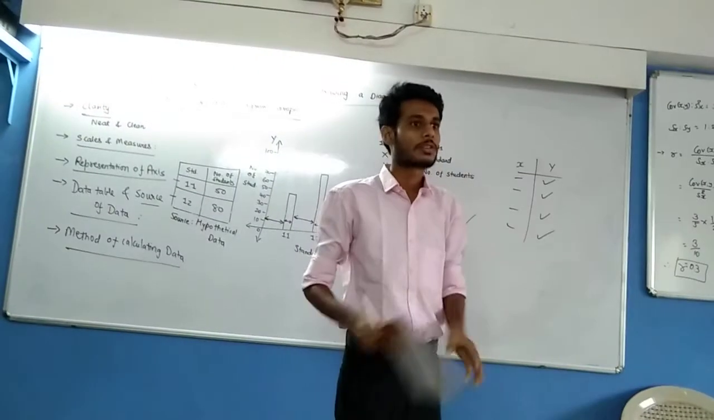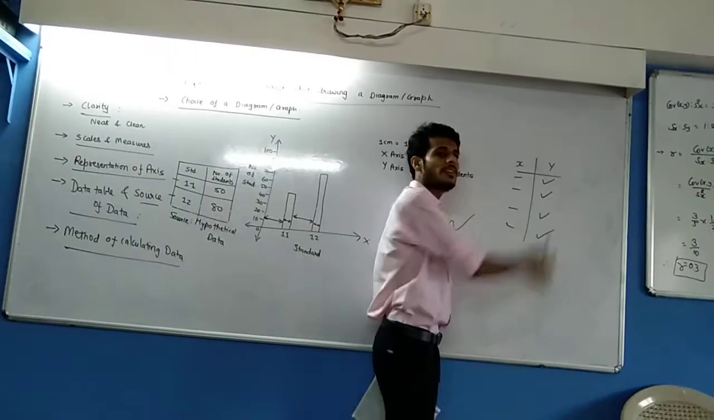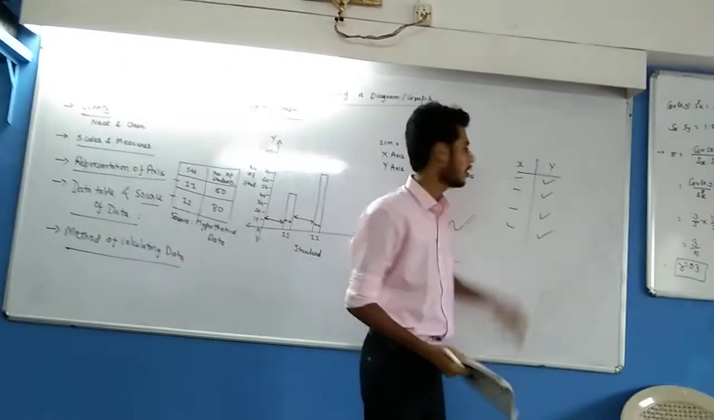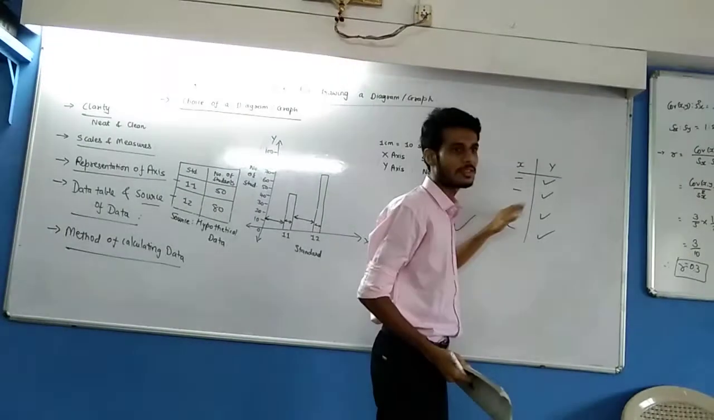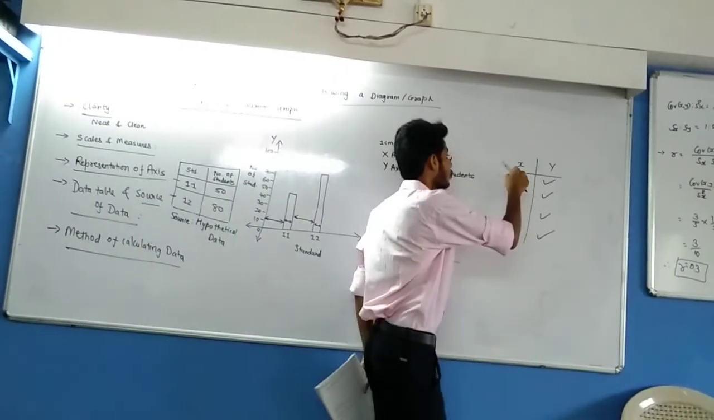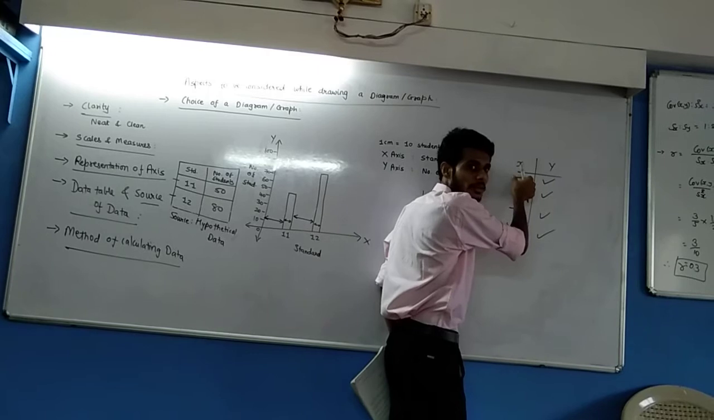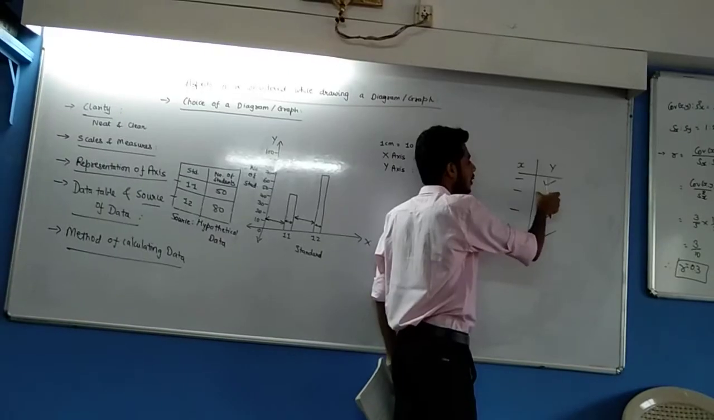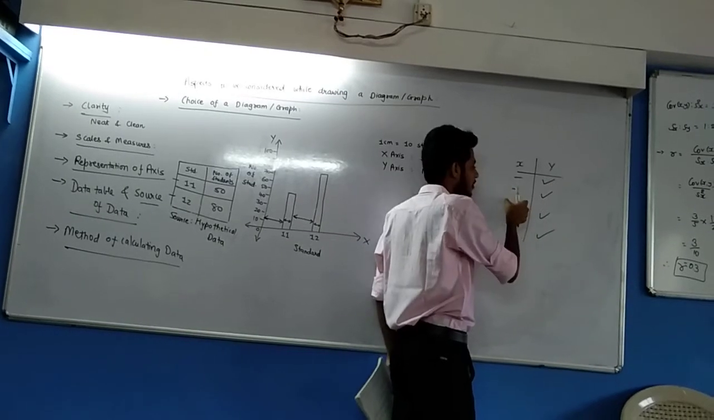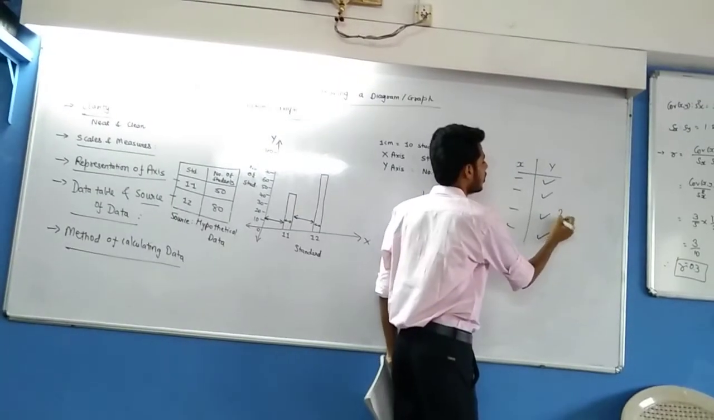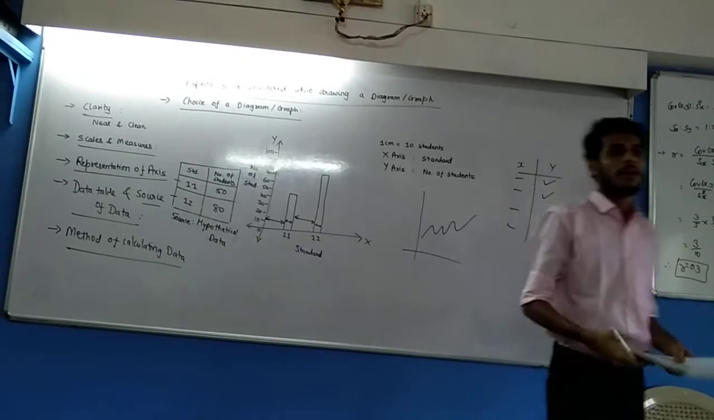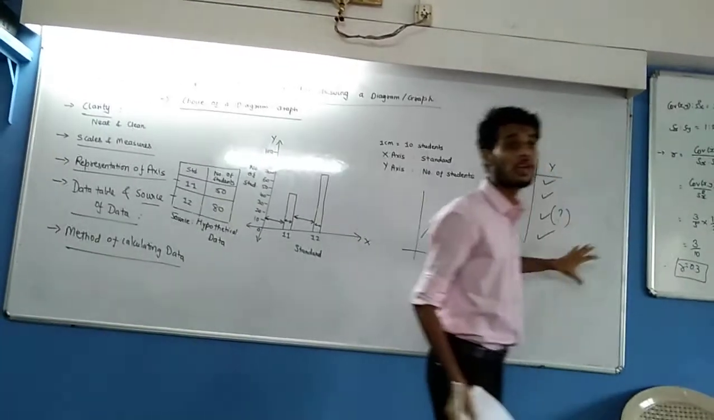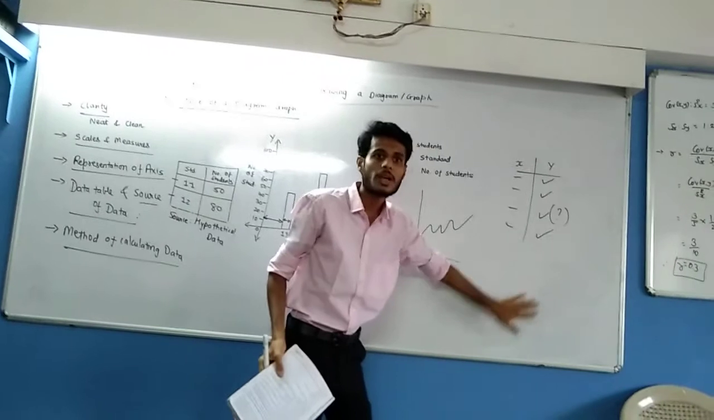exact values. Supposing, you know that price and demand share inverse relationship, right? When the price increases, the demand decreases. So if the price is 10, the demand is 50. If the price is 20, the demand is 40. If the price is 30, then what will be the demand? This is what you can calculate using those formulas of statistics.